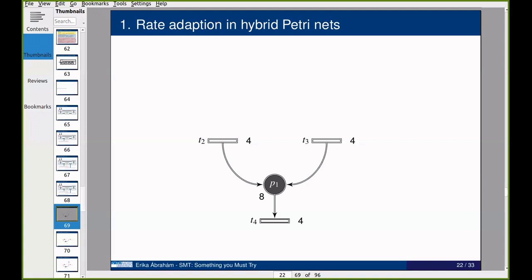And now there's a problem, and this problem appears frequently in modeling fluid systems, namely what happens when time passes by. You see 4 units of fluid flow in from here and 4 from here, so 8 units flow in per time unit, but only 4 flow out. But the places have a maximum capacity. Only 8 units can be stored here. So after 2 time units, it will be full.